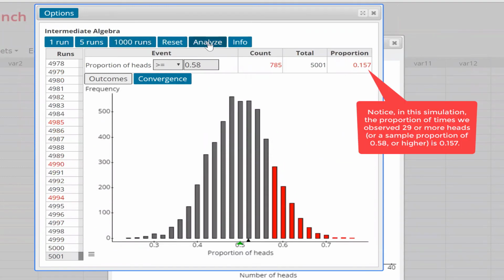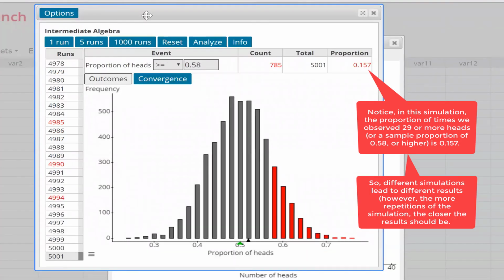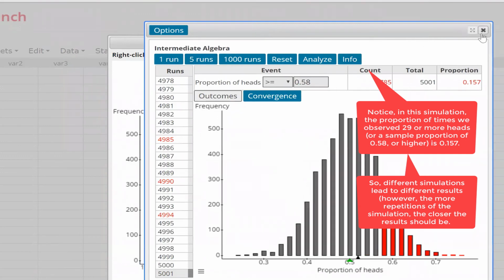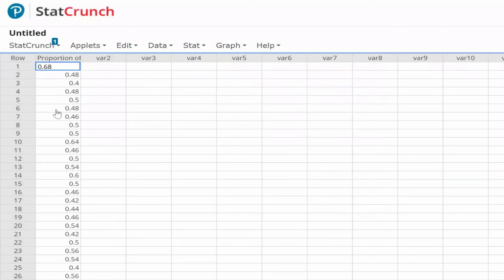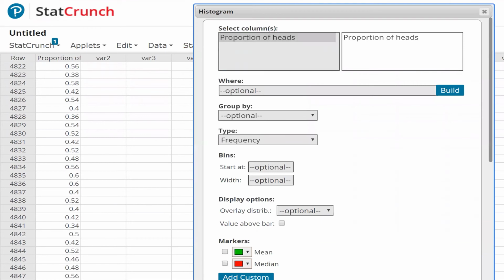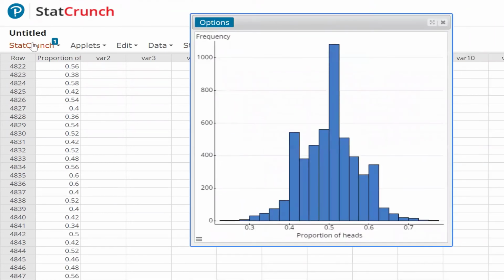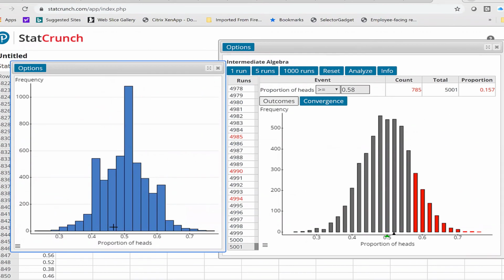And what I'm going to do is click Analyze. When I click Analyze, what the applet does for me back here in StatCrunch is it posts all the different sample proportions it obtained from each of the times that I did this simulation. And so you can see there's 5,001 sample proportions in there. If I drew a histogram of those proportions, that's the histogram that you saw in the applet. So these two histograms are supposed to look the same.